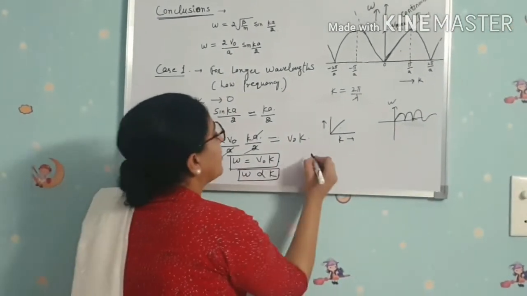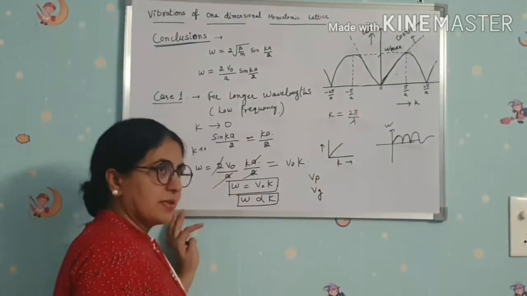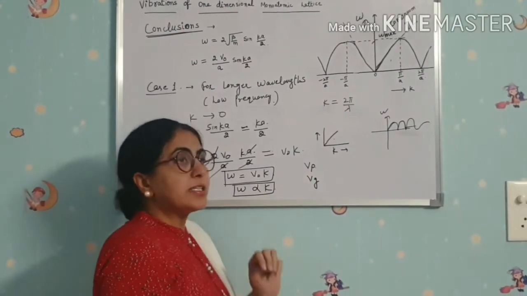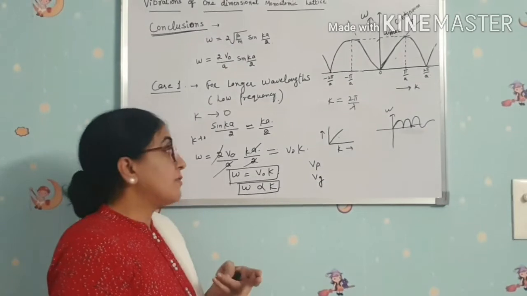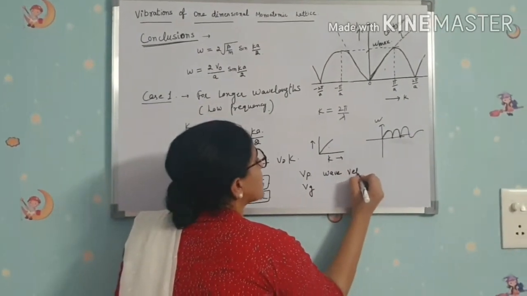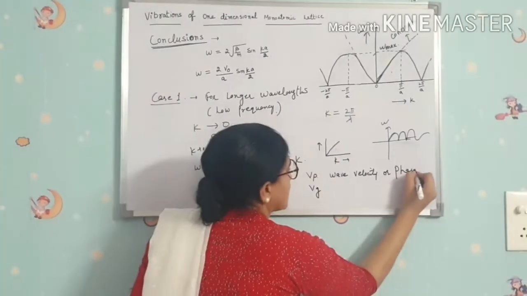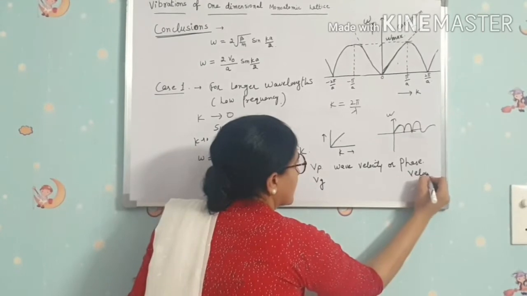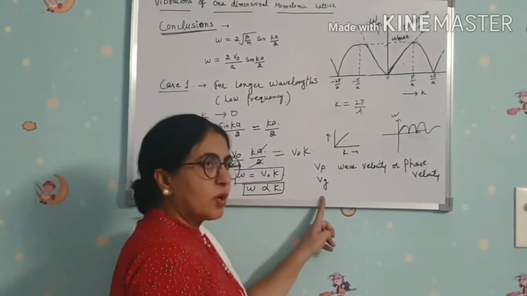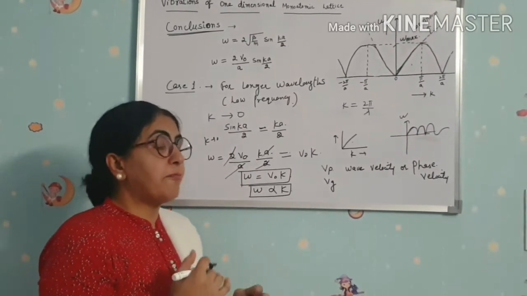Clear? Now what about phase velocity and group velocity? What is phase velocity first of all? Phase velocity, or wave velocity, is the velocity of a single wave of definite wavelength. Clear? And what is group velocity? Group velocity is the velocity of a wave packet.